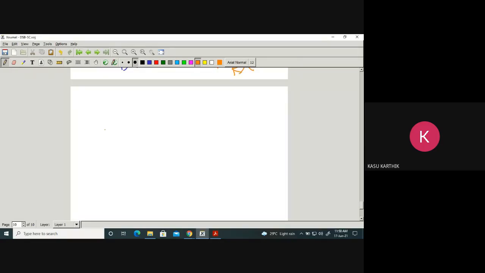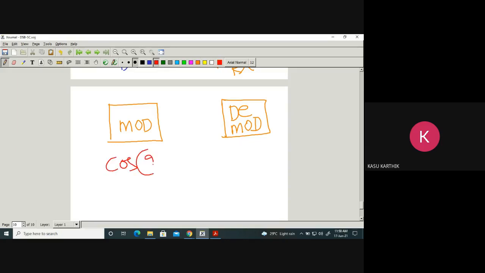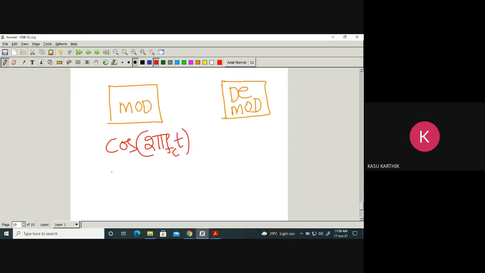Means at the modulator, we are using some carrier. This is a modulator. This is a demodulator. Suppose here we are using some carrier cos 2π fc t. What is the frequency? fc. What is the phase? 0. But suppose the carrier that we use at the demodulator has a different frequency and a different phase. Then what happens?